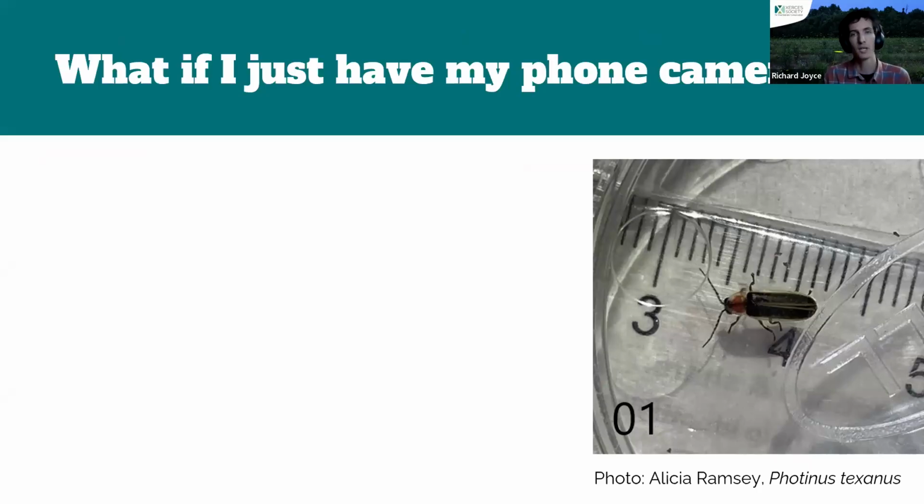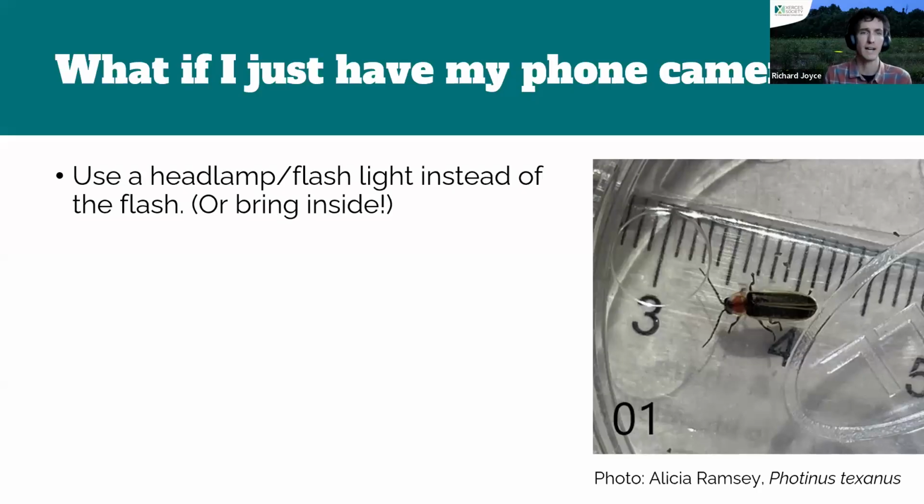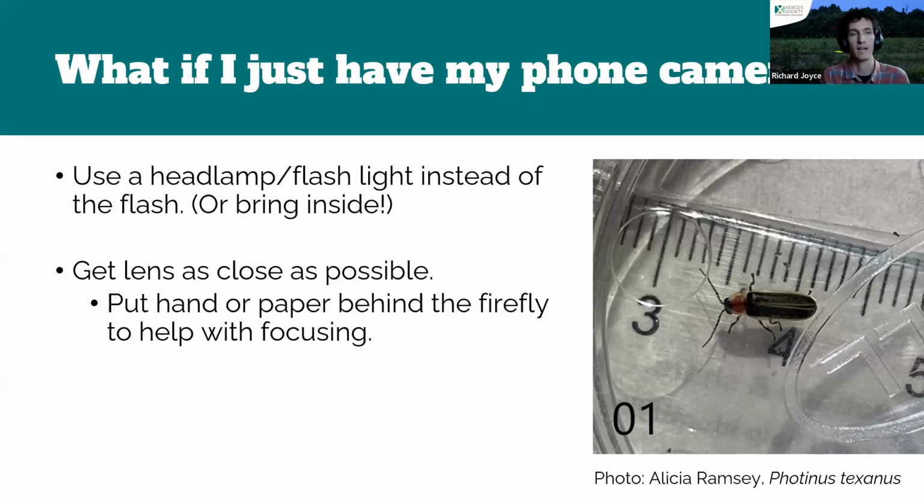This makes it more challenging. It can be a little limiting, but I have seen Firefly Atlas observations that were identifiable to species with a phone camera. So a few tips to get the most out of these images: use a headlamp or a flashlight instead of the flash. And also make sure that it's a white light. You should be using a red headlamp for most of your survey, but in a photo illuminated with the red headlamp the firefly is just going to look red. So make sure it's white light.